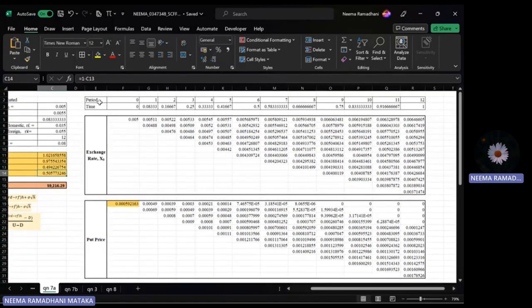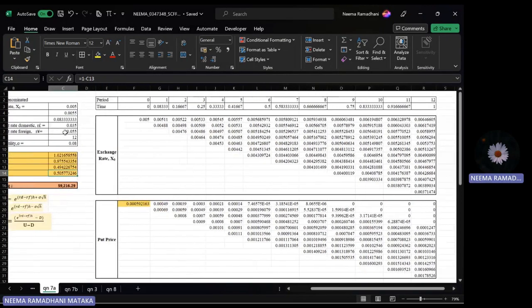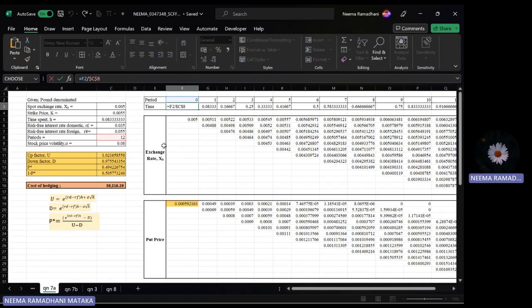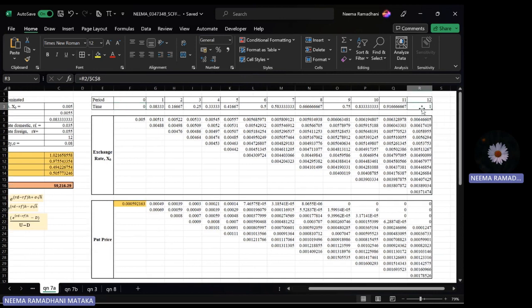After that, we're going to go to our binomial tree. Since we're given the period is 12, we're going to create this table from time equals 0 to time equals 12. It's going to be the period out of the number of periods given. So I just did it for one cell and then dragged towards the end to get the values of all the other cells.